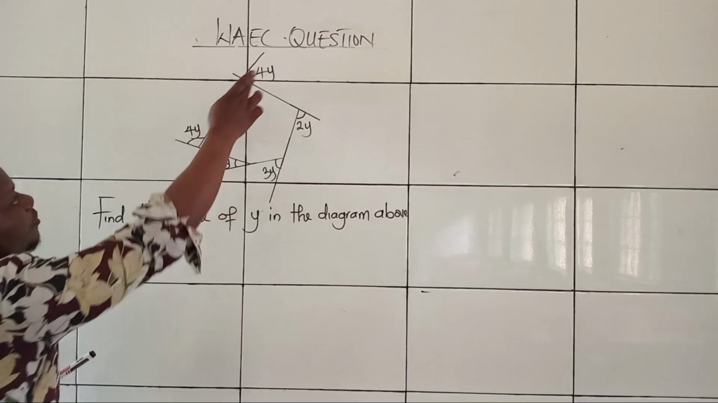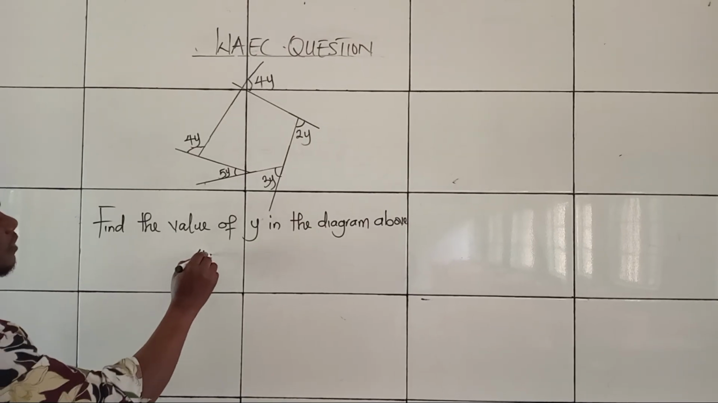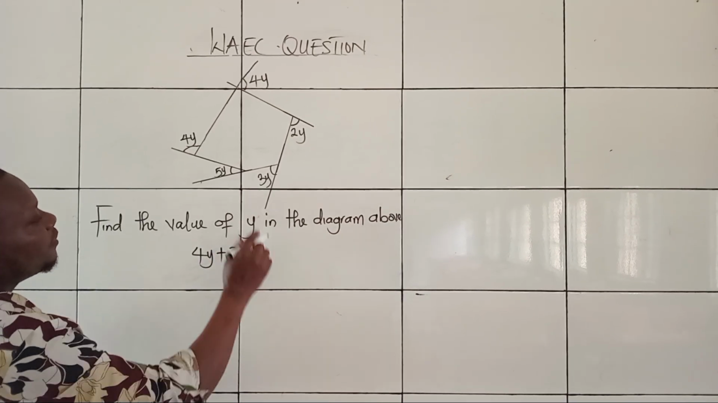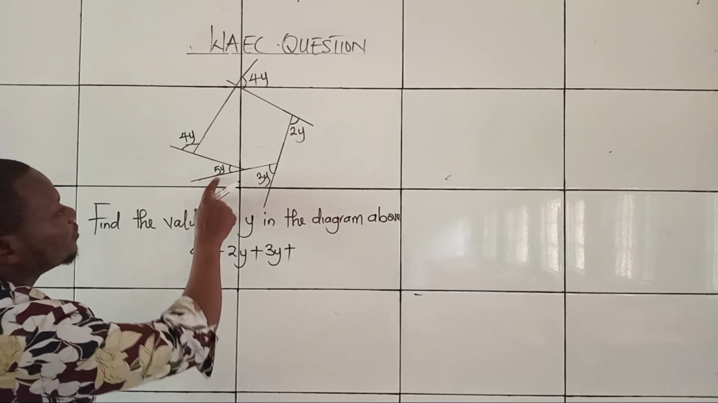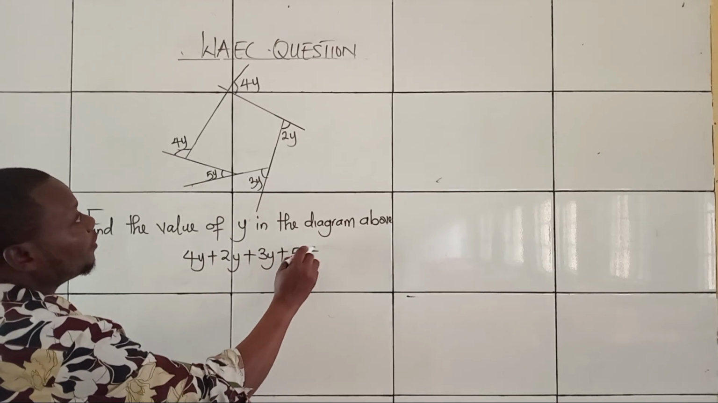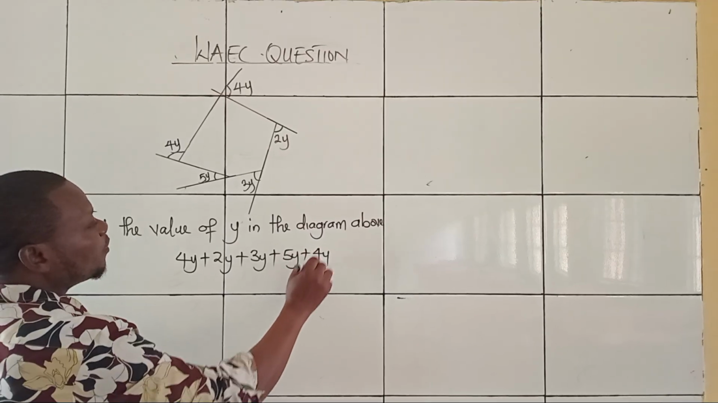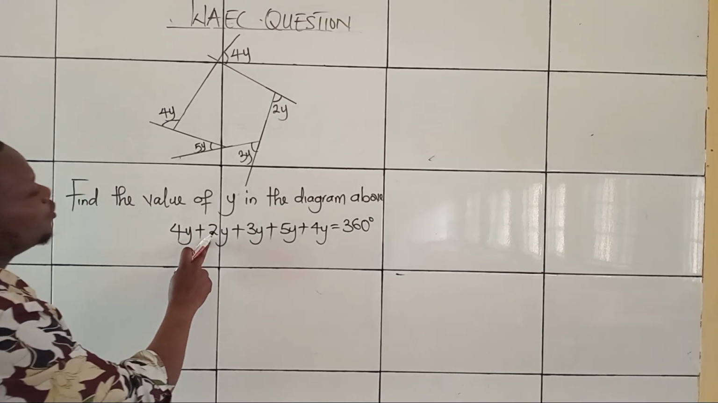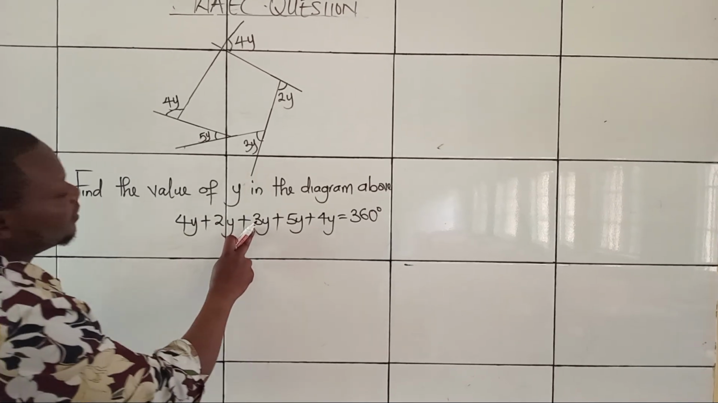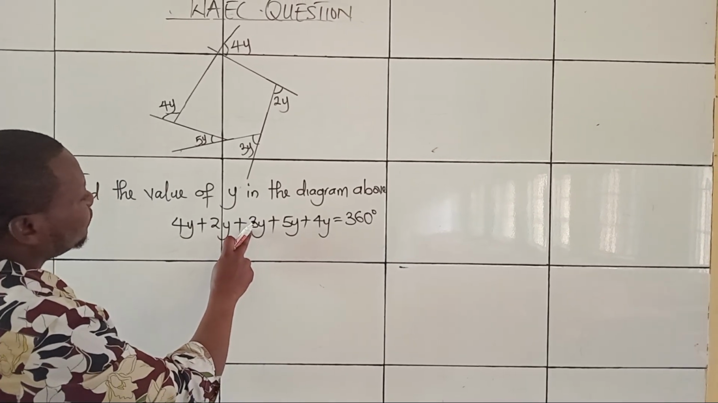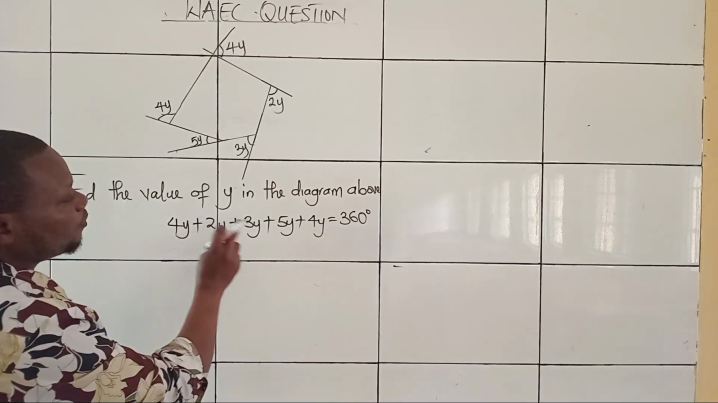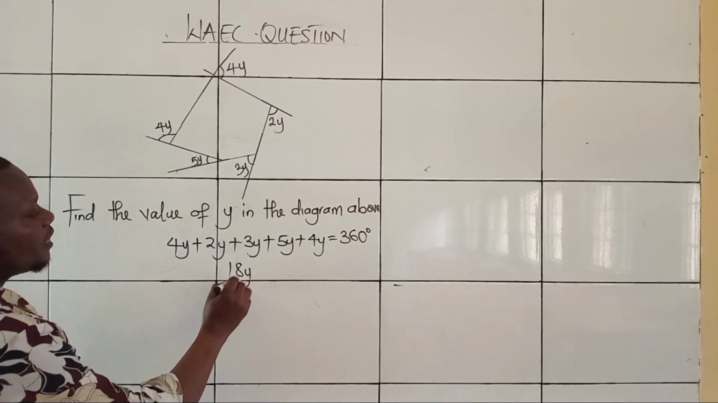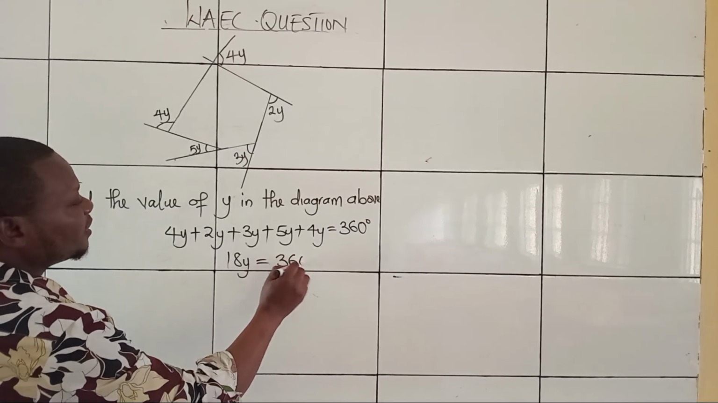So let's do that. I'm going to start from here. I will say 4y plus 2y plus 3y plus 5y plus 4y, and we equate it to 360 degrees. So 4 plus 2 is 6, plus 3 is... so everything here, 4 plus 2 plus 3 plus 5 plus 4 will give us 18y equals 360 degrees.